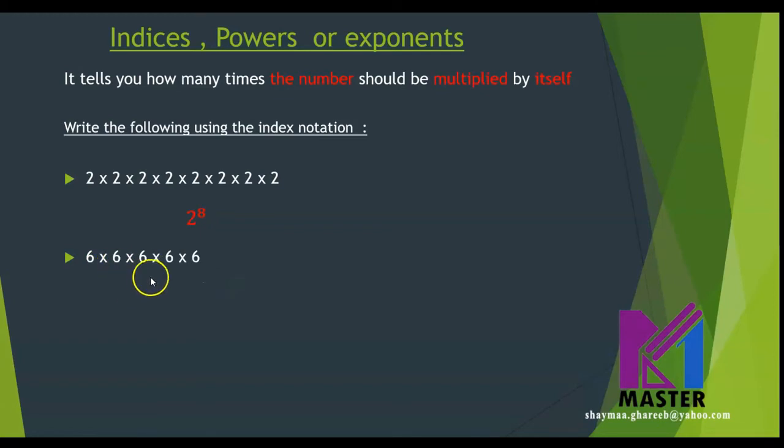6 times 6 times 6 times 6 times 6, which means, what do you think? 6 to the power of? Yes, 6 to the power of 5, because the 6 is multiplied by itself 5 times. 7 times 7 times 7 times 7, and so on. How many times is the 7 multiplied by itself? It's 10 times. So 7 to the power of 10. Is this clear? How do we use the index notation?